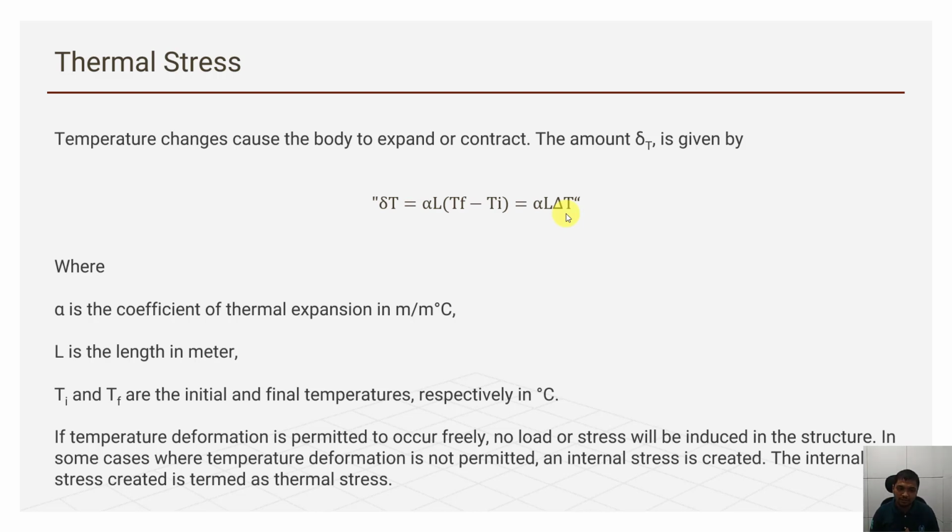So alpha is the coefficient of thermal expansion. Every material has a specific coefficient of thermal expansion, which defines its behavior of how it's going to expand or contract. L is the length in meters and delta T is the temperature difference. So if temperature deformation is permitted to occur freely, meaning we are allowing it to freely expand or contract, then there will be no stresses, right?